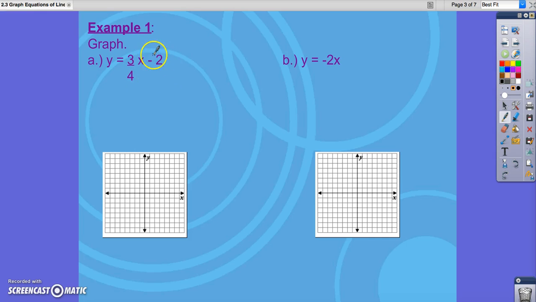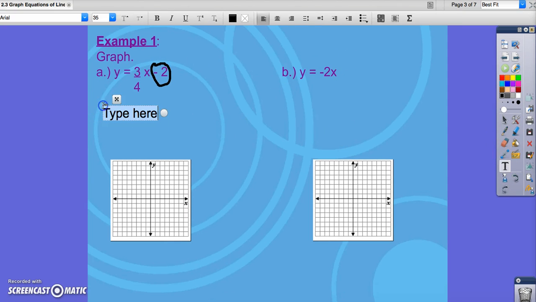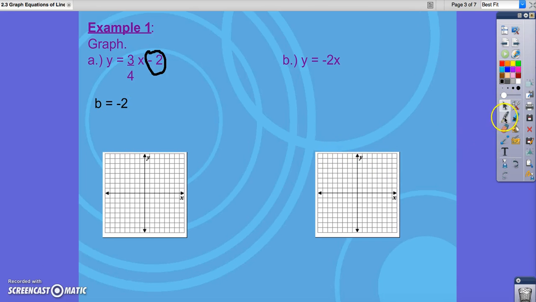So my y-intercept, this is my b, it's -2. Let me write what each of them are. So b is -2. What that means is it's either up or down. If you look back to your steps, in case you forget, positive b is up, negative b is down. So -2 means down 2, we plot our point.